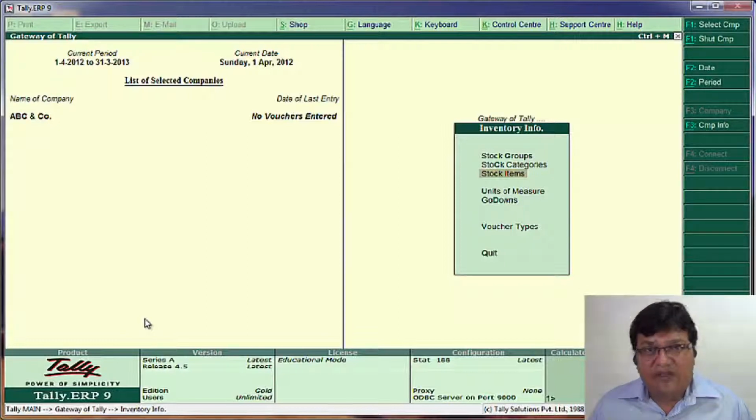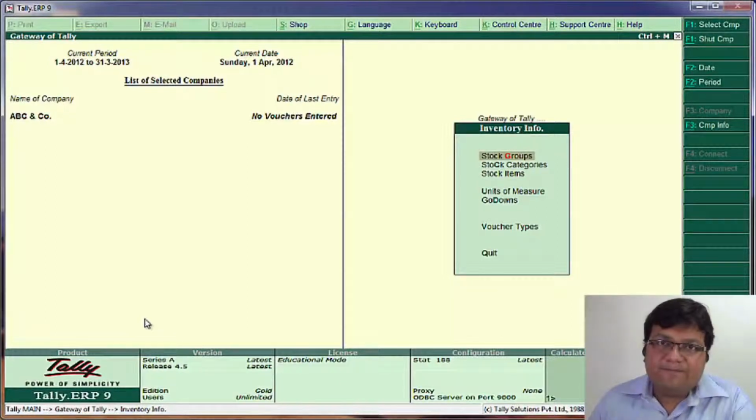For a software manufacturer, what is the stock item that he is dealing in? He is dealing in software. So the software will become the stock item. Okay. So we've got a clear understanding of what a stock item is. Stock item is the material in which I deal on a day-to-day basis. Now, then why do we require stock groups?